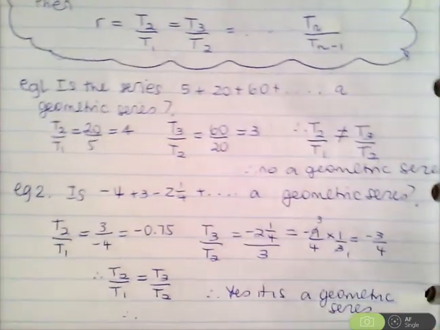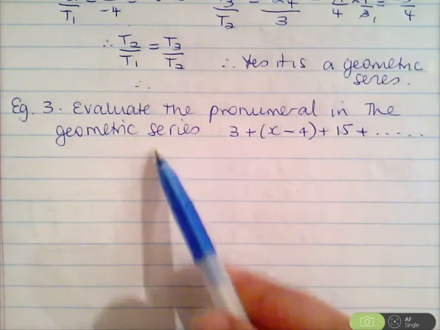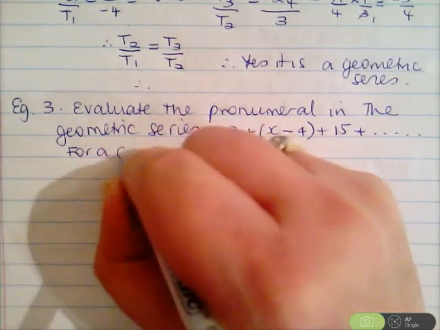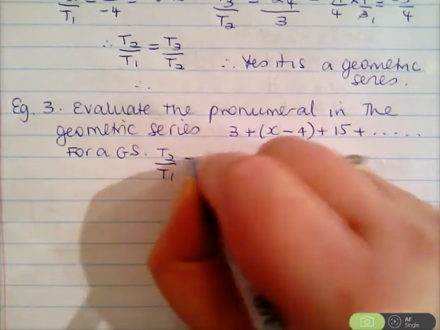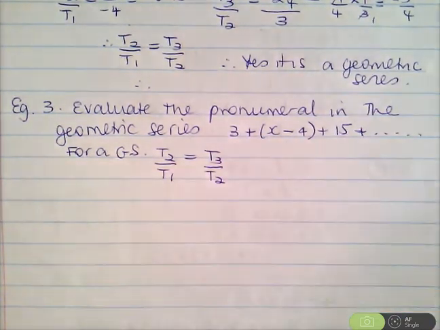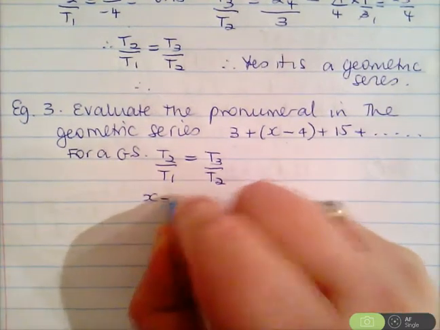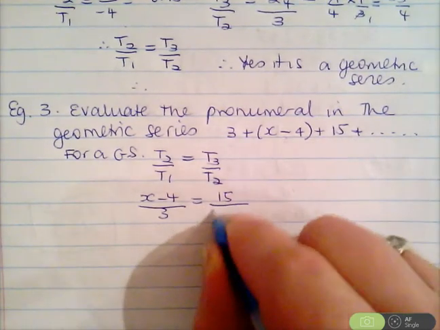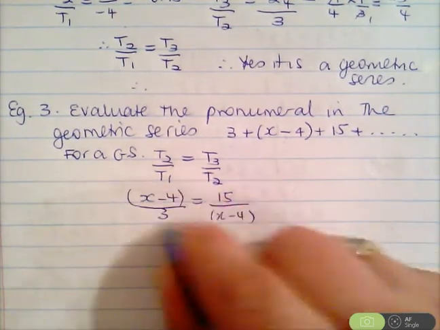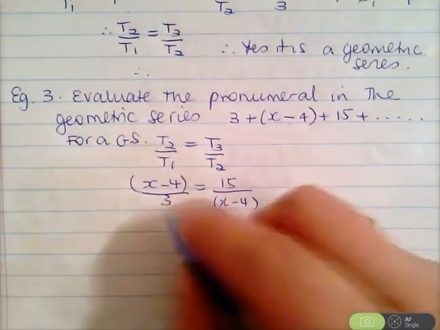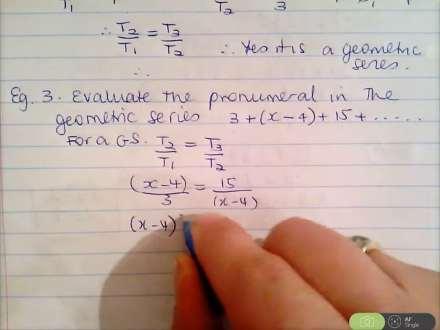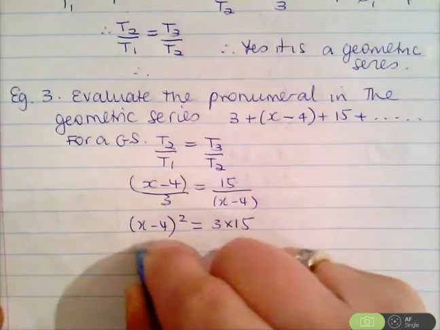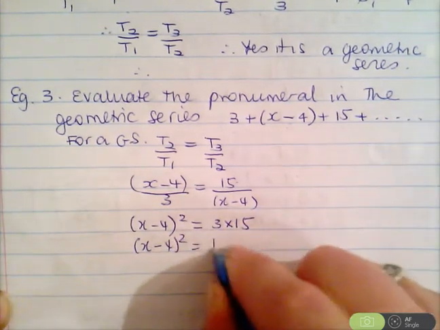Okay, now we'll look at some other examples. Evaluate the pronumeral in this geometric series. So we've got term 1, term 2, term 3. We know that for a geometric series, T2 over T1 equals T3 over T2. So let's make our substitutions. T2 is x minus 4, T1 is 3, is equal to T3 over T2, that's 15 over x minus 4. Now we're going to cross multiply because we've got fraction equals fraction. So we've got x minus 4 times x minus 4, which is x minus 4 squared, is equal to 3 times 15, which is 45. So x minus 4 squared equals 45.